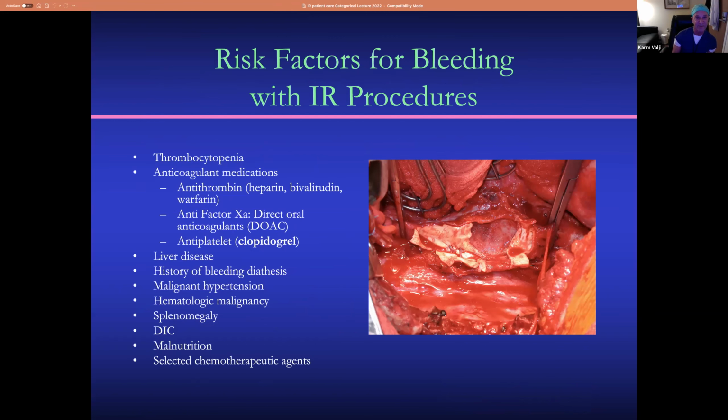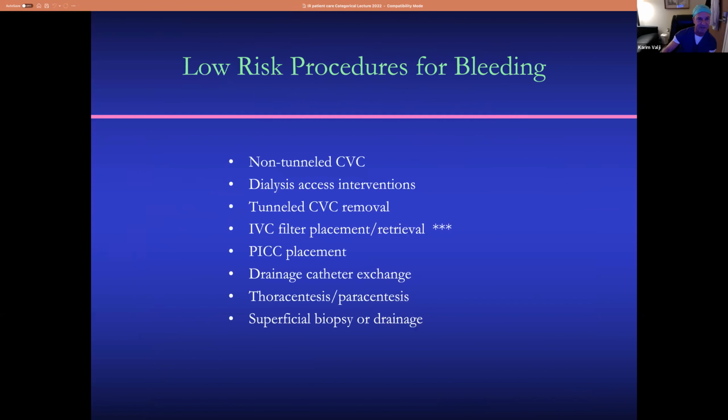This you should know. What are the risk factors for bleeding for IR procedures? This you almost should commit to memory if you're going to do IR. So low platelet count, presence of any anticoagulant medications other than aspirin, liver disease, history of bleeding diathesis, malignant hypertension, hematologic malignancy, splenomegaly, DIC, and then malnutrition or selected chemotherapeutic agents. But the top 3 or 4 are the most common ones.